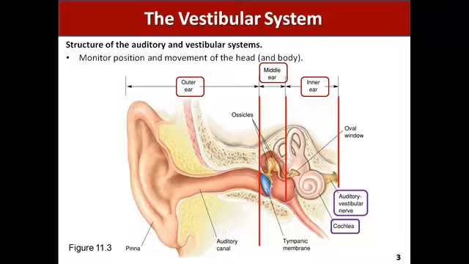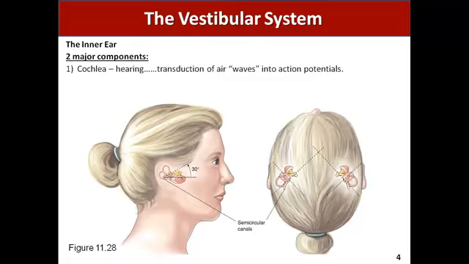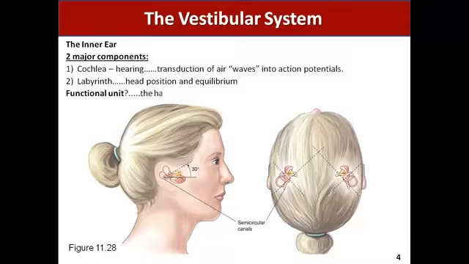The cochlea located within the inner ear is involved in the transduction of sound waves. But as I mentioned, we'll focus our discussion on that portion of the inner ear involved with balance. There are two major components in the inner ear. One that I just touched on, the cochlea, which transduces those air waves into action potentials, and then the vestibular labyrinth, which is an elaborate arrangement of structures that are sensitive to head position and equilibrium. Common to both of these major components is the functional unit referred to as the hair cell that we'll see shortly.